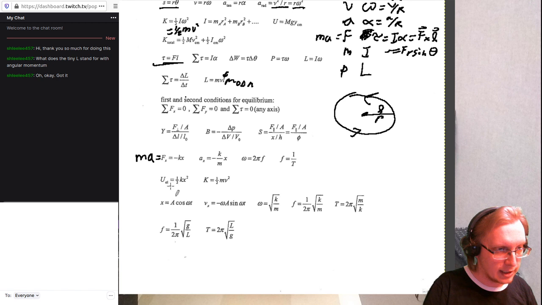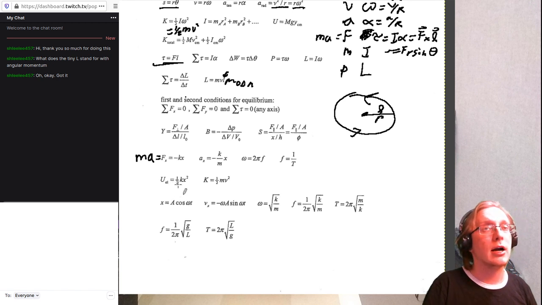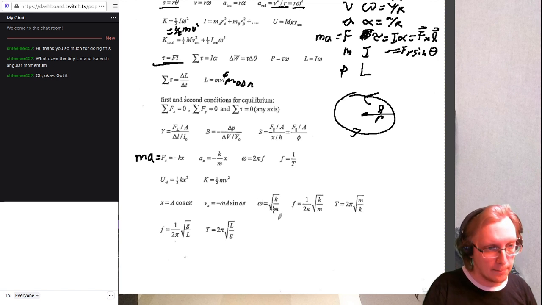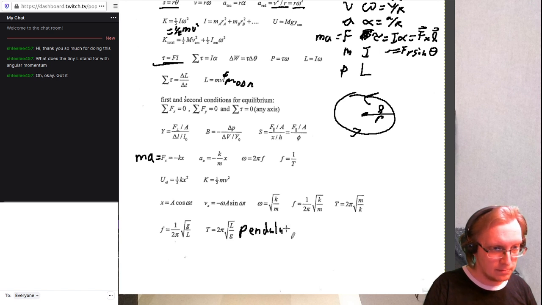Here's our potential energy for a spring, and this is our kinetic energy again. It's back, and then here we go. This is the angular frequency for a mass on a spring, and then of course you punch this into here, and then you solve for F, and you go, oh look, here it is. So the frequency for a mass on a spring, and the period for a mass on a spring, and then these here are for a mass on the end of a string, for a pendulum. These are pendulums here. For the period of a pendulum and the frequency of a pendulum.